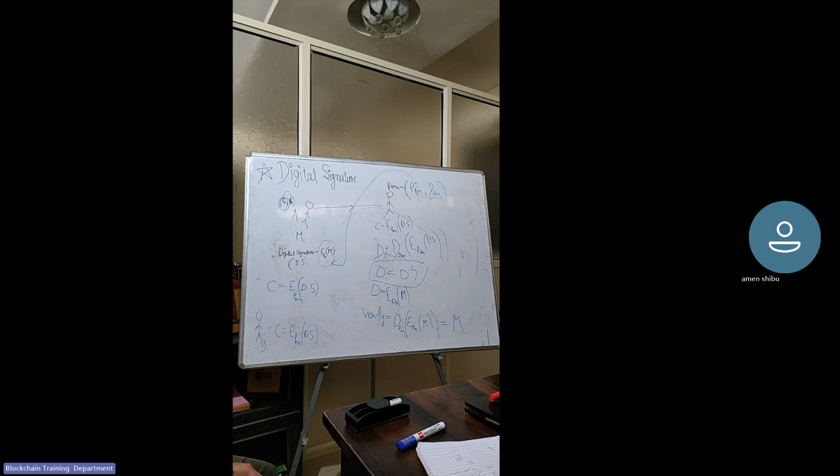Now, for this, A has to encrypt his message using his own private key, DA. Encrypt this message using his own private key DA.